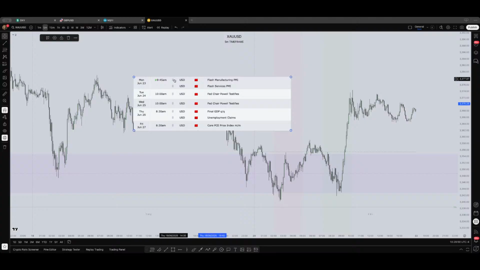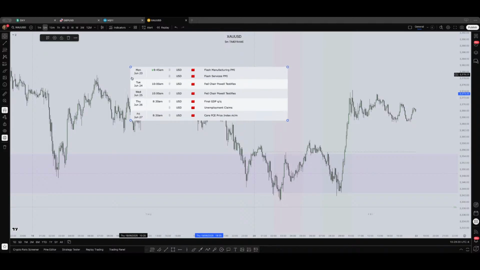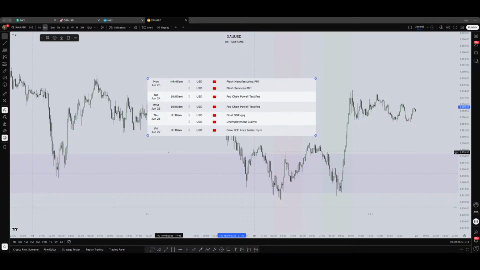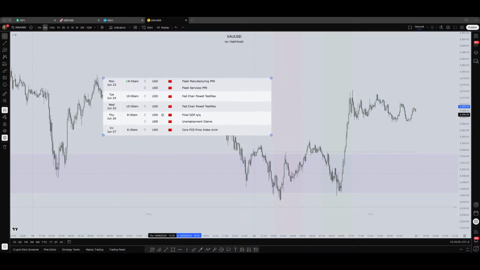So as you can see, we have high impact news every day: Monday, Tuesday, Wednesday, Thursday and Friday. So I think next week will be a very interesting week. Price will move, nice injection of volatility every day. So we'll have a lot of movement, but at the same time be careful. It also can bring a lot of manipulation and fake moves. So be careful and just wait for the best moment.